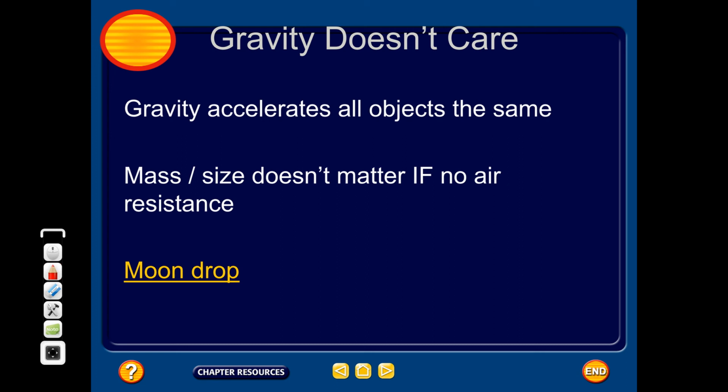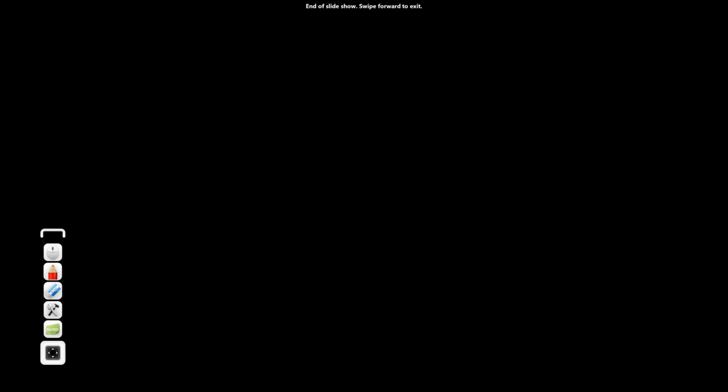So there's a video here of the moon drop. Basically, what they're showing there is that on the moon, there's no air resistance. So the astronaut in Apollo 15 has a feather and a hammer and drops both of them at the same time, and they actually both hit the ground at the same time. You would think the feather would fall more slowly, but if there's no air resistance, gravity pulls everything down the same. All right, that is it.